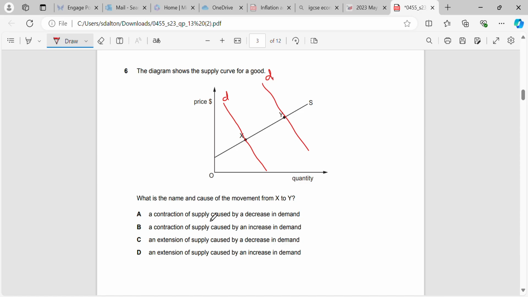So contraction of supply caused by a decrease in demand? No, because that means demand would have to shift left. Contraction of supply caused by increase in demand? No. Why? Supply has not contracted. Supply has extended from X to Y, because at X we're making this much quantity, but at Y we're making this much quantity. So we've extended the supply level. So extension of supply caused by an increase in demand, option D.